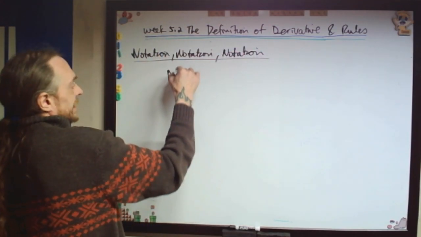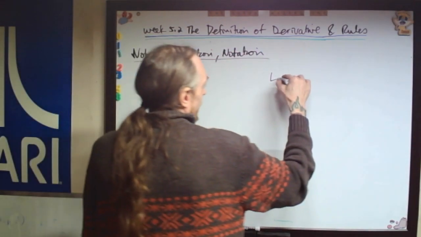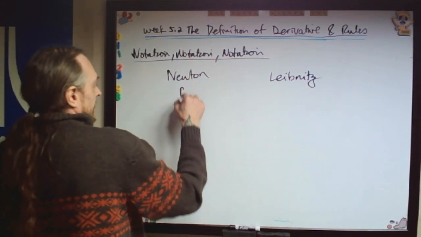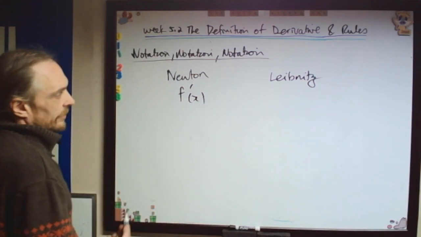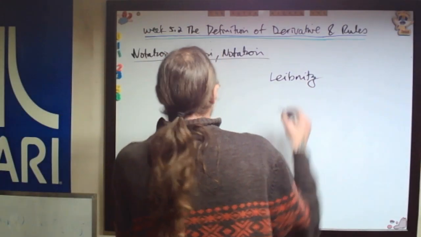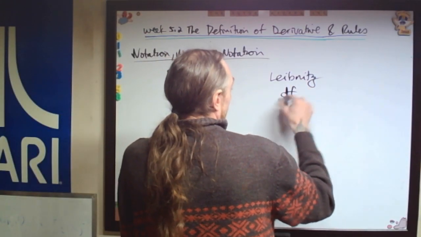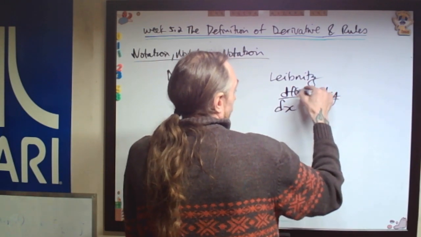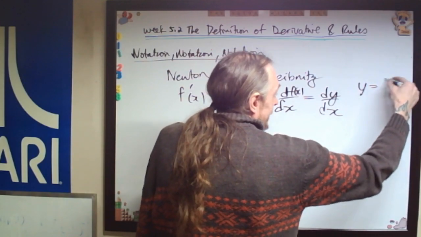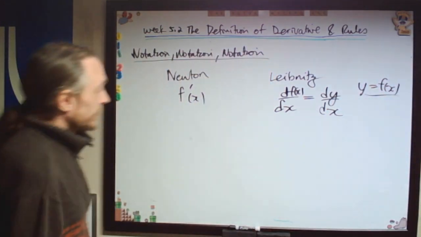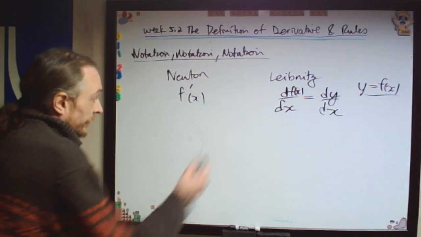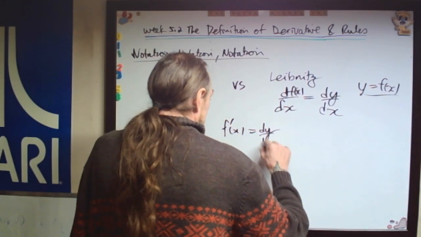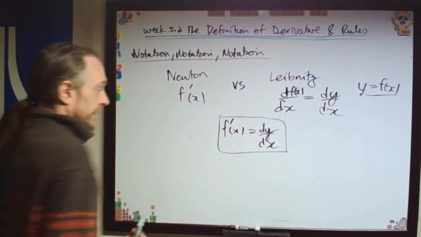First of all, we have Newton, Sir Isaac Newton, or Leibniz, who invented calculus. In this, we're going to use f prime of x as the symbol. In this one, we're going to use df dx, or dy dx, because y is f of x. So this is Leibniz notation versus Newton's notation. It means the same thing. f prime of x equals dy dx. It's the derivative, or instantaneous rate of change.